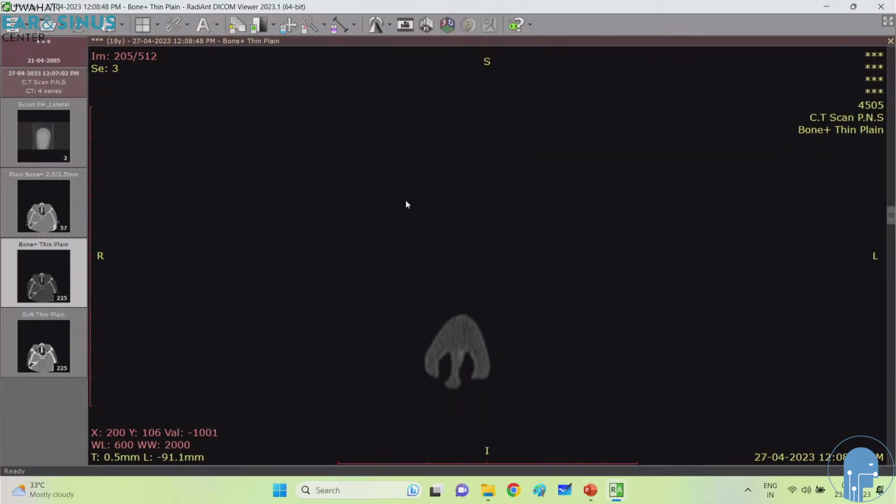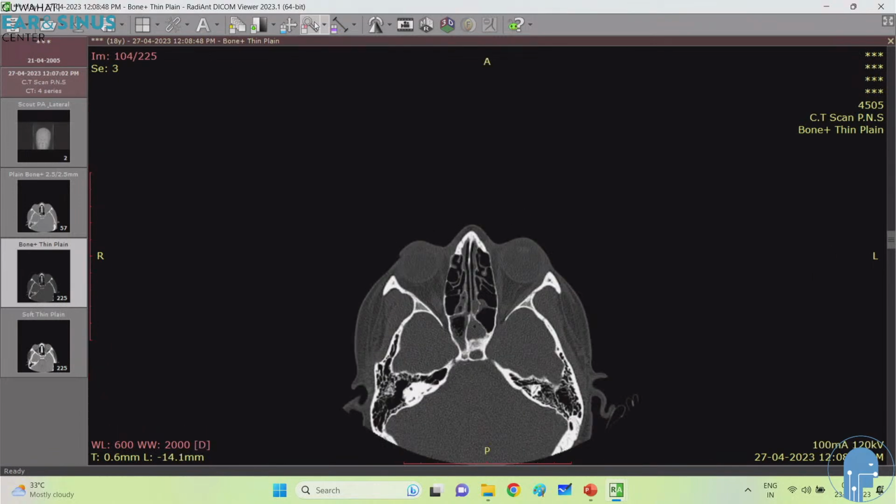So, this is the CT scan of today's case. We have asked the radiologist to give it in DICOM format. And this is the Radiant software, where whenever we ask for a CT scan in axial cuts, we can reconstruct into coronal and sagittal planes. So let me reconstruct to the coronal plane.